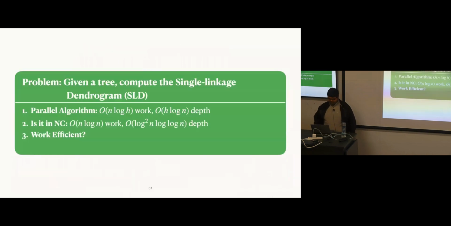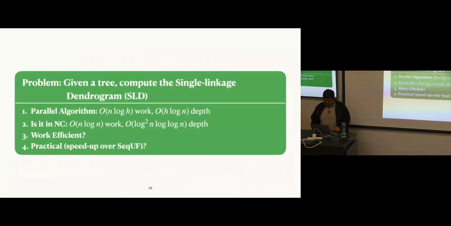So given this, there are two questions. Can we actually get a work-efficient algorithm? Here I'm defining work-efficient to basically have work n log h, because that's a stronger bound, more output sensitive. And can we design an algorithm which is practical, which gives non-trivial speedups over the sequential baseline? In our work, we affirmatively answer both these questions, but using different algorithms.